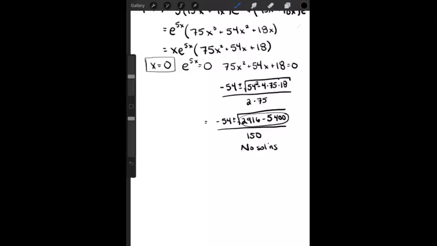Alright. And we don't appear to have volunteered anything for this guy, but there's no solutions here either. E to the anything is always going to be a positive number. So in this case, our only potential point of inflection is 0. Unfortunately, points of inflection are not quite as nice as critical points. If this had been the first derivative and we were finding critical points, then 0 would just be a critical point and we'd be done.